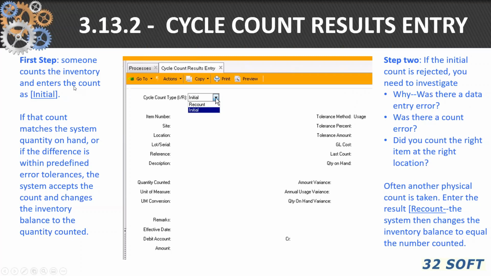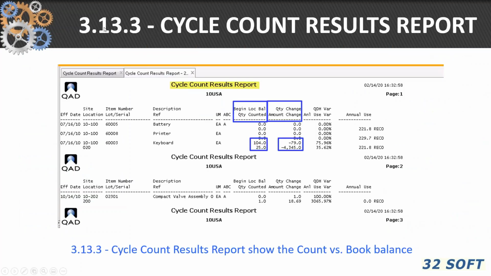Once you've gone out and counted, then you come back into 3.13.2, and 3.13.2 has basically two options. First is the initial count. If you put in the initial count and the quantity that you counted matches the criteria for acceptance or reject in 3.24, the inventory count, it's going to accept that value. If it doesn't, then you need to investigate why you've got an error. Was there a data entry error? Was there a count error? Did you count the right part? And then once that count has taken place, you come back and do a recount, and then that updates the balance to the quantity counted.